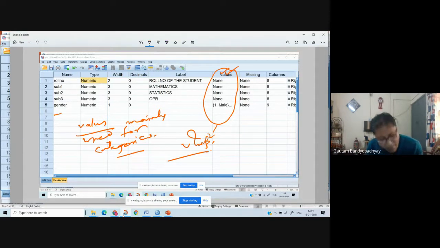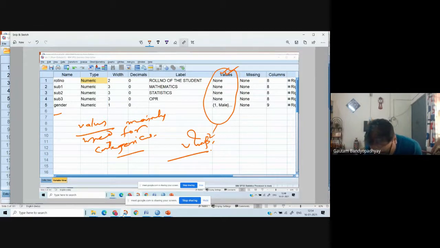Because gender is given, but there will be some place where we have to define the meaning of male and female. Male means 1, female means 2. Suppose you have collected a questionnaire on a 5-point Likert scale, 1, 2, 3, 4, 5. So 5 means very good, 4 means good, 3 means average, 2 means poor, 1 means fair. Definitely there will be some place in the software where you have to write 1, 2, 3, 4, 5. That will be under value labels.